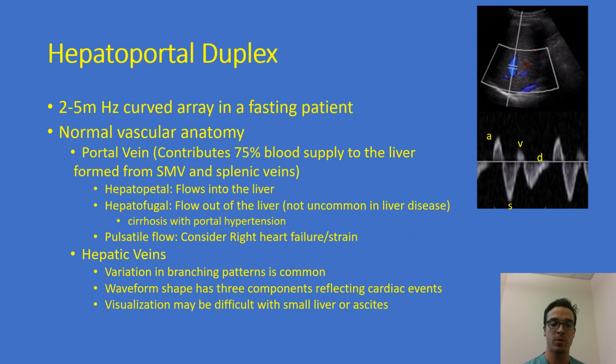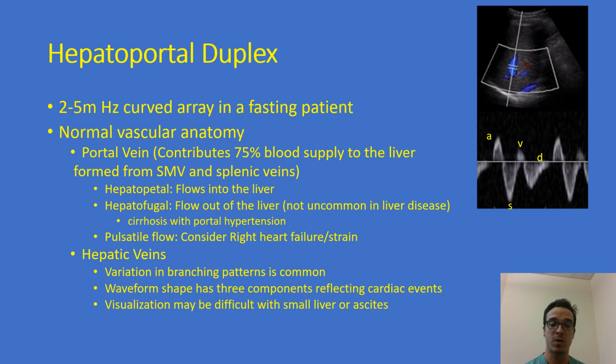The hepatoportal duplex is performed with a 2 to 5 MHz curved array in a fasting patient. In regards to normal vascular anatomy, there is the portal vein, which contributes 75% of the blood supply to the liver. It is formed from the superior mesenteric vein and splenic veins.